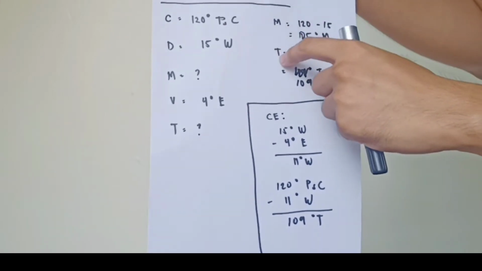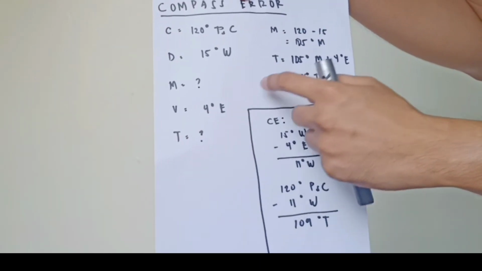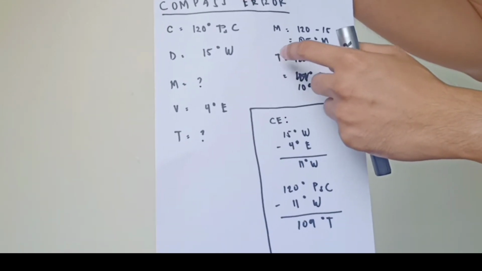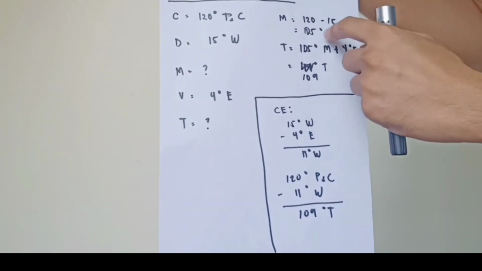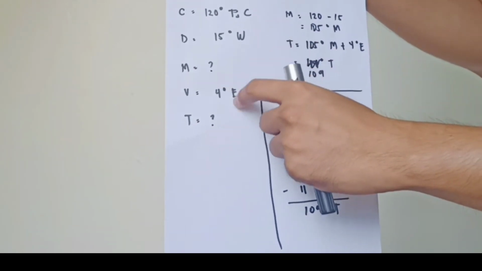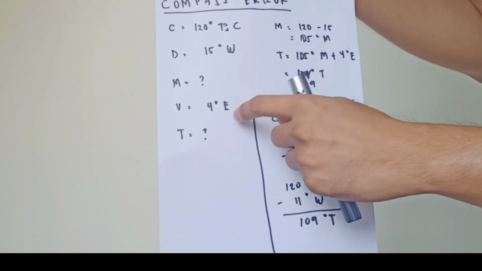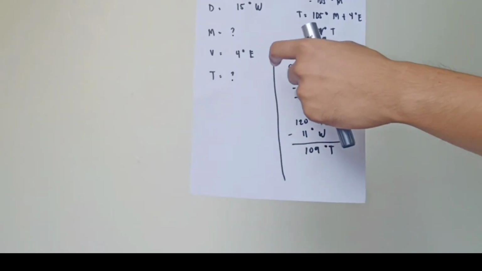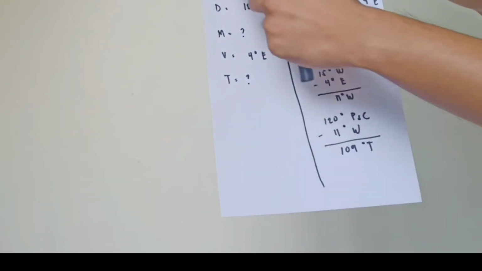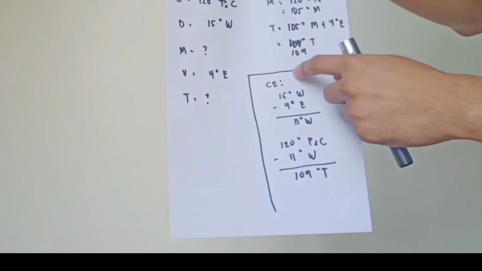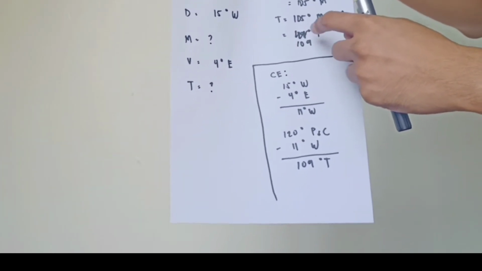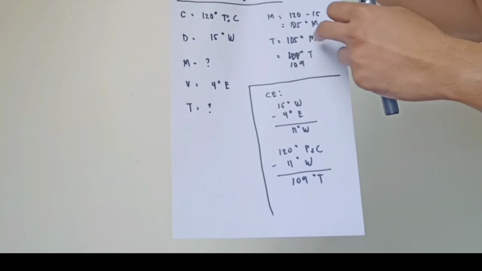And the T here, or the true heading, we add 105 magnetic with 4 degrees east, since it is east, and we know that in this direction we add east, so we have 105 plus 4, and the result is 109 degrees true.